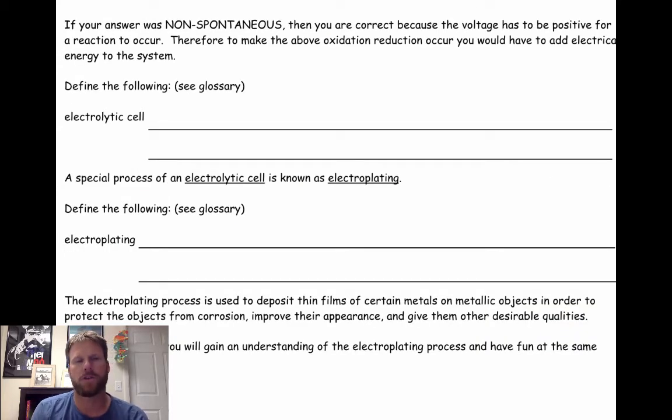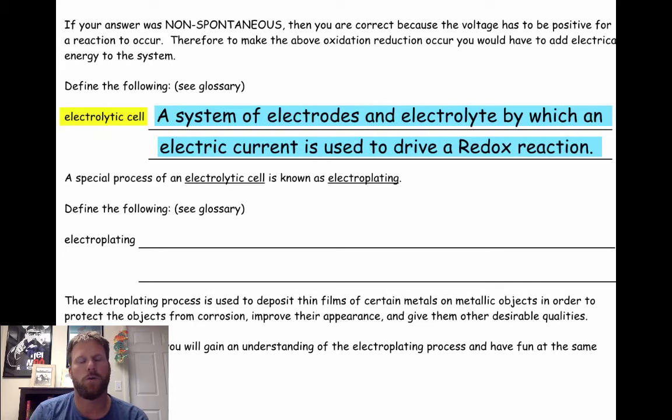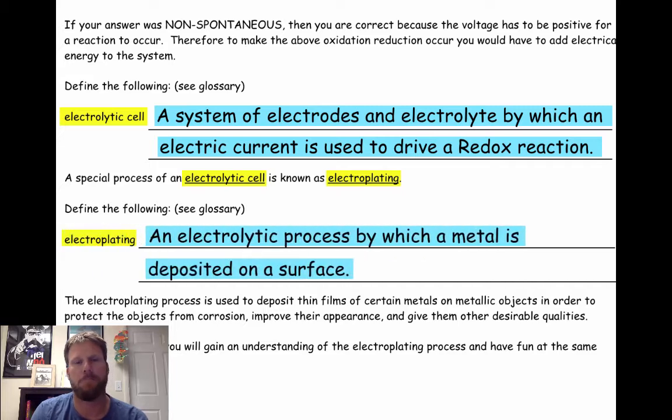So we are going to create what's called an electrolytic cell. An electrolytic cell is when you apply a voltage to drive a redox reaction that is non-spontaneous. So you get a non-spontaneous reaction to occur by applying an electric current. So this is called, like I said, an electrolytic cell, and it is the basis of a major industry of electroplating. Electroplating is the process of plating out a metal on top of another surface.